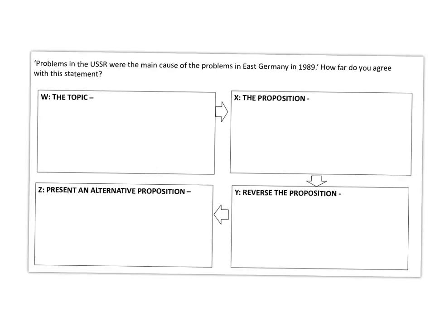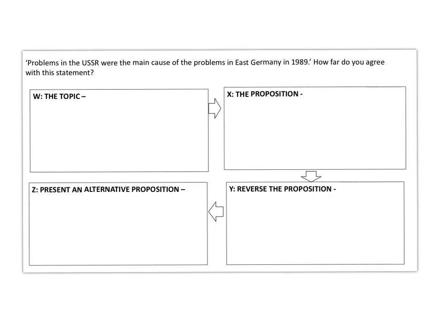Again, one more, the last one. So again, you may want to pause the video, think it through yourself, and then press play again. So the topic, the problems in Germany in 1989. The proposition, problems in the USSR caused the problems in Germany, in East Germany. Reversing the proposition, problems in the USSR did not cause the problems in East Germany. An alternative proposition, there were other causes of the problems in East Germany in 1989. So you just turn it around.